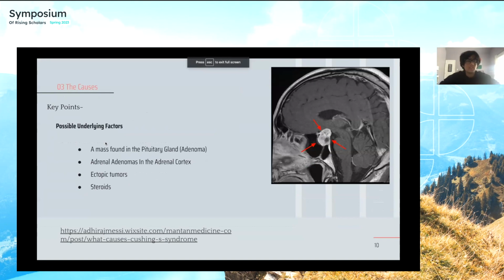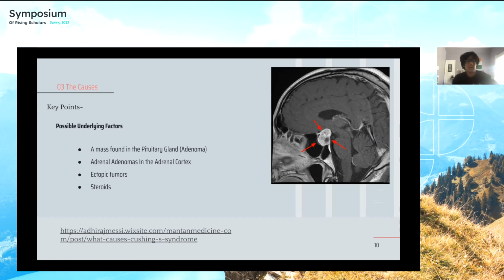In my third one, I talked about the causes of Cushing syndrome, which is very important. The main idea to think about here is adenomas. Adenomas are non-cancerous tumors found in the body, and the most prevalent one is found in the pituitary gland, as seen in the photo. Essentially, the adenomas prompt cortisol to be released even more.